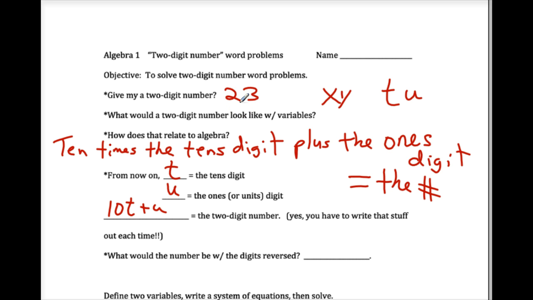Okay? These three things. Everybody put 3 little fingers up in the air. You have to write those 3 things down for every problem. That makes a lot of sense. So for 23, T equals 2, 2 times 10 plus U, which is 3, it makes 23.